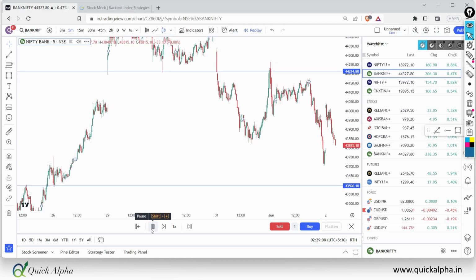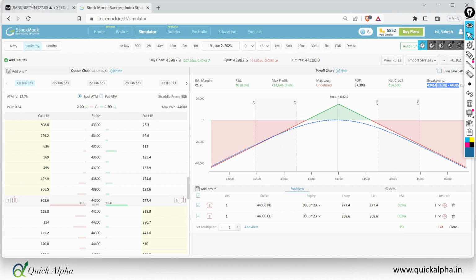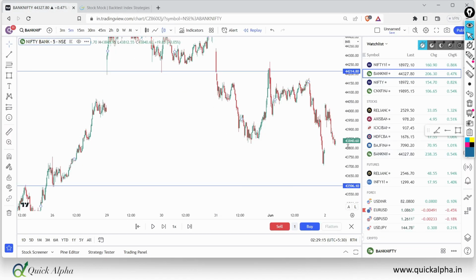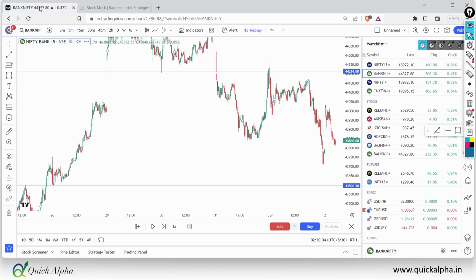So the market starts to come down and let us try to see the premium. So right now the market has crashed to 43,840 around 10:20 p.m. You can see around 10:20 we have a profit of 130 rupees. The PE has gone to 348 and the CE has come to 231. But neither our support is breached nor the premiums are imbalanced enough for us to change. So let's just continue with our simulation.